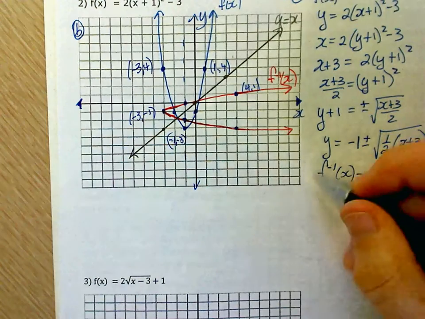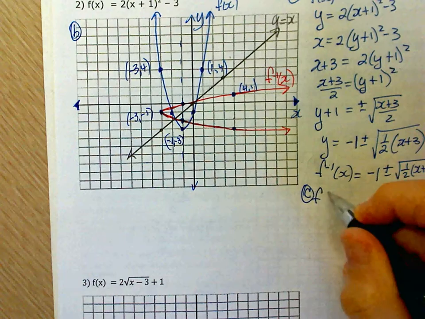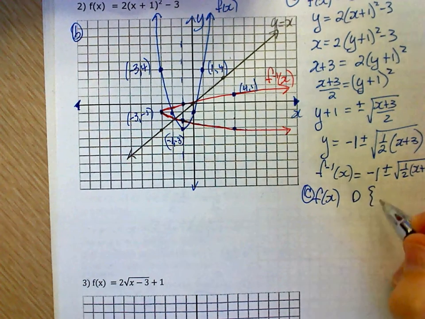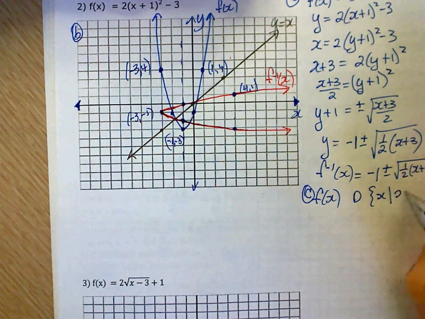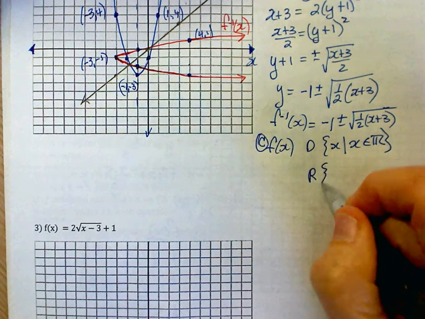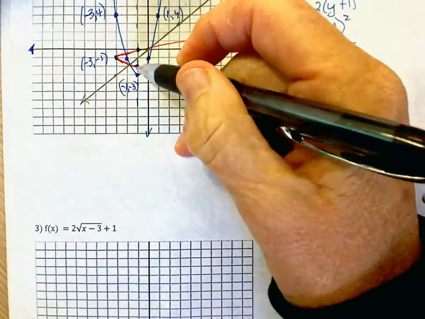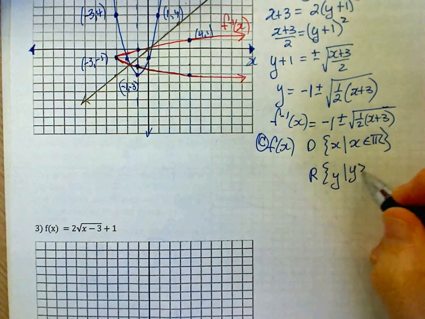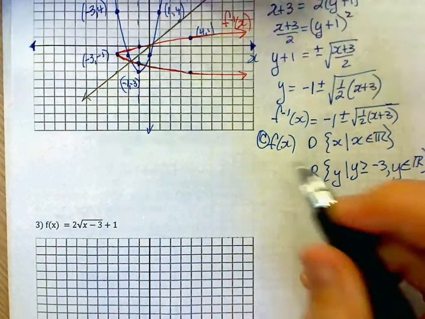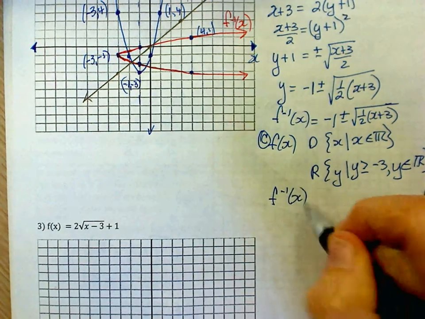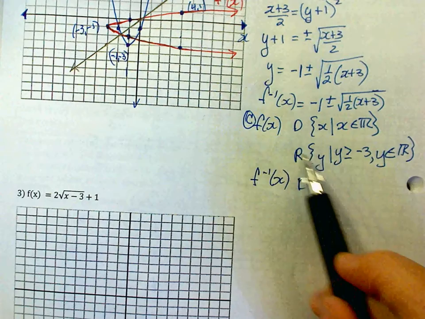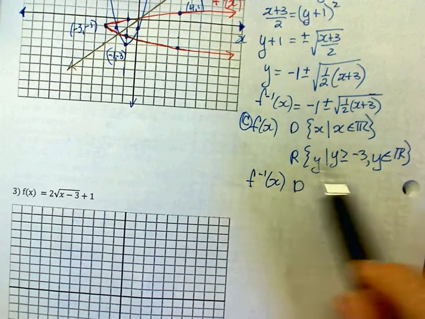So domain of our original parabola is x such that x is an element of real numbers, and our range is y such that y is greater than or equal to -3. Now, for F minus 1 of x, the range of the original function f of x becomes the domain of the inverse.